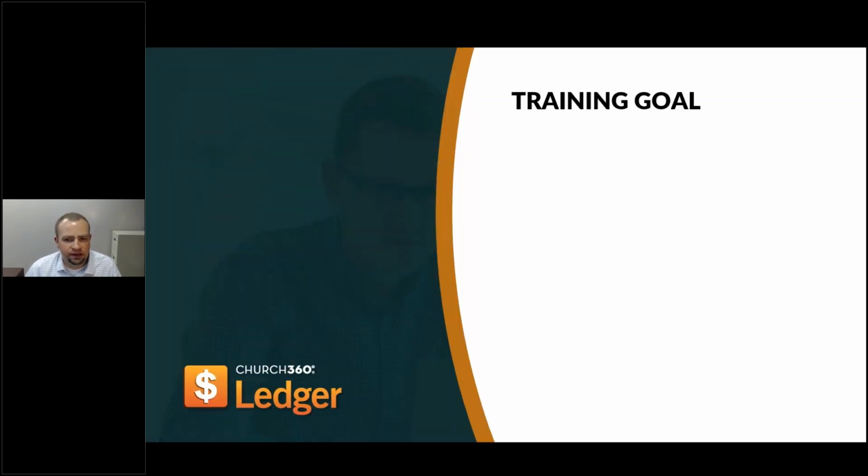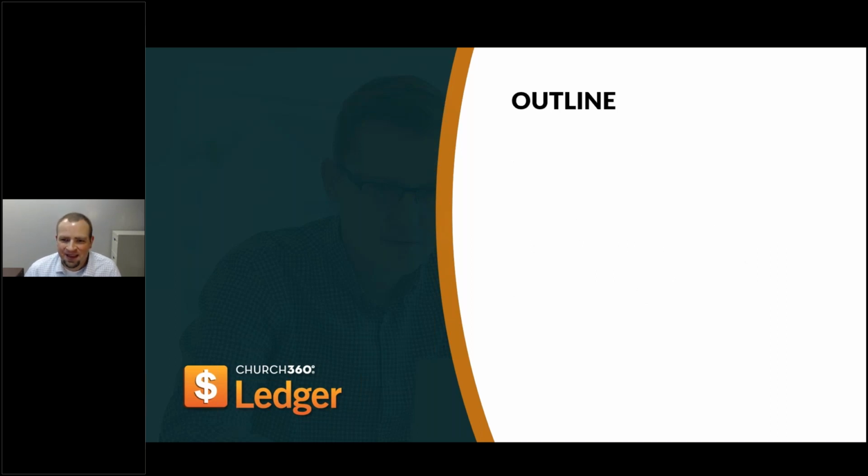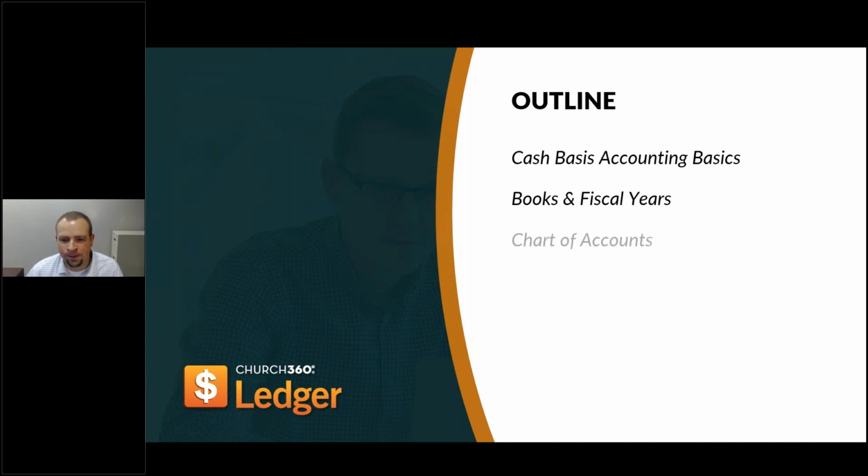So our training goal for today is pretty straightforward. By the end of the day, you'll know how to set up your Church360 Ledger account and establish a chart of accounts for your church. Like I said, pretty straightforward. Our outline is that we're going to talk about cash basis accounting basics. We'll spend a few minutes on that, not in great detail. I'm going to show it more than I'm going to describe it. We're going to go through books and fiscal years. That's kind of the basis. You won't think about this too often, which is why I want you to think about it now.